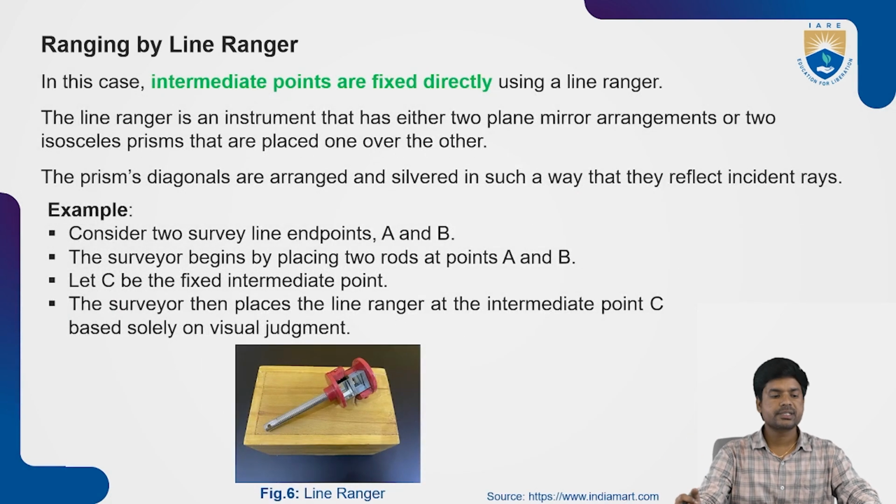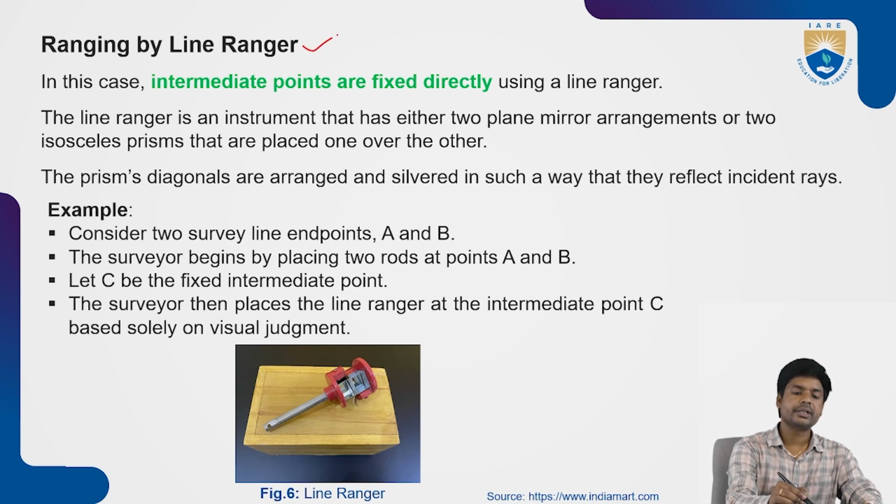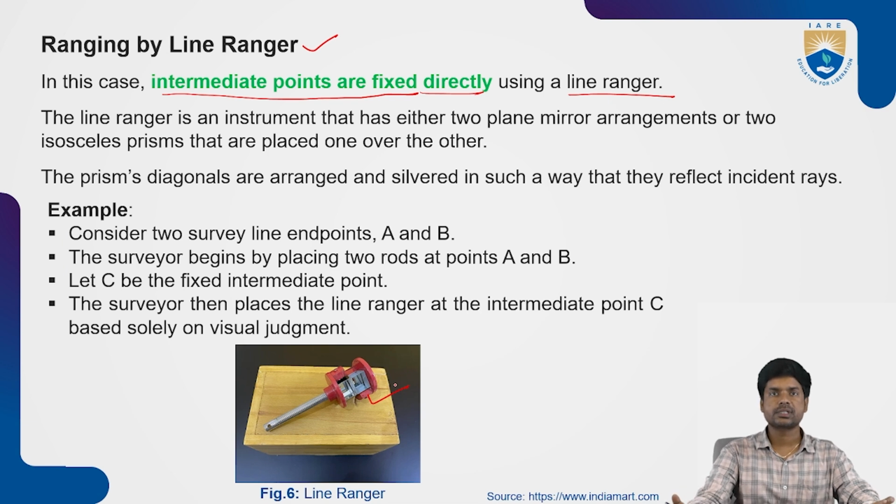Next, the next type of ranging in direct ranging is ranging by line ranger. In this case, intermediate points are fixed directly using a line ranger. This is the line ranger equipment which is used for establishing the intermediate points. Directly we are going to establish the intermediate points, unlike the previous method.